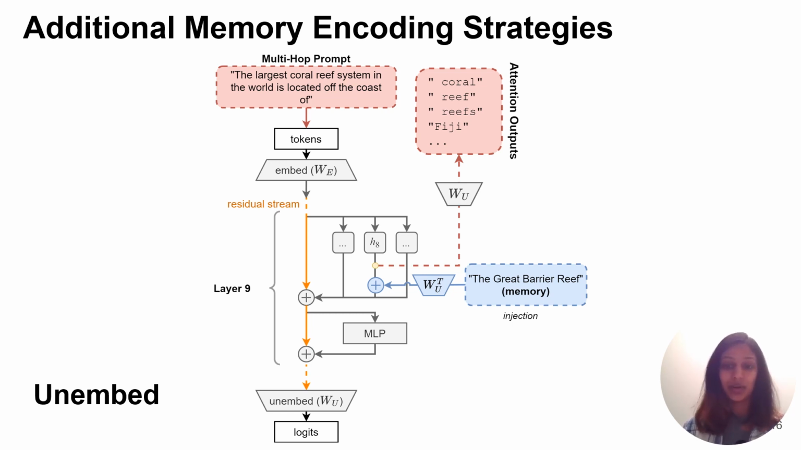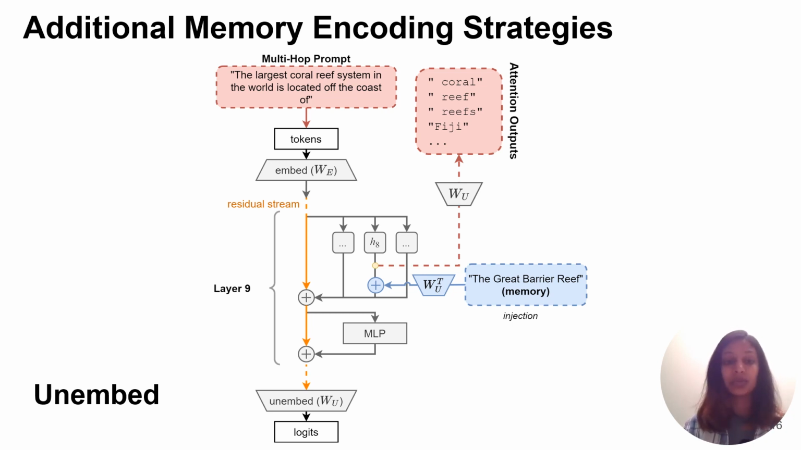To remind everyone, up until now, we've only seen one method to encode memories, which is pictured on the screen. We're going to give this method the name unembed, short for unembedding, simply because we use the model's unembedding matrix, specifically the transpose of it, to transform the memory from vocabulary space into the model's hidden dimension.